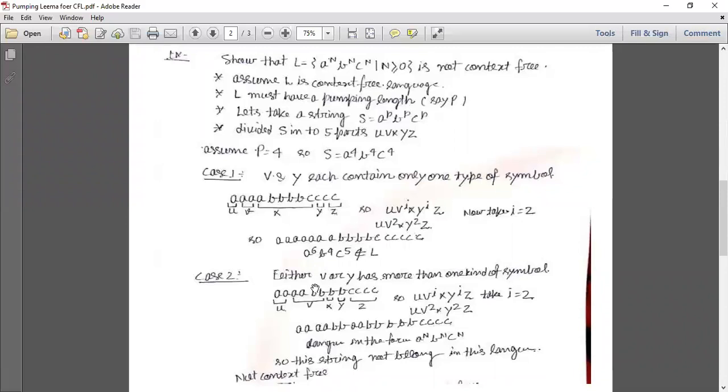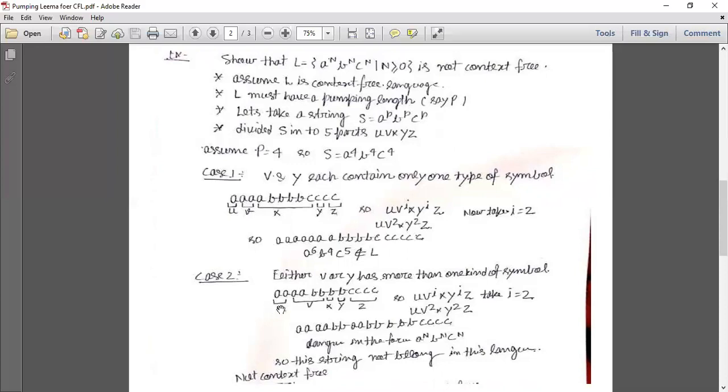This case is either V or Y has more than one kind of symbol. What is the meaning of that, more than one kind of symbol? It means V contains A, B, or A, B, C, both, right? But Y may contain single or more than one, right? So on the basis of this assumption, we take the value of V as double A double B and the value of Y is single B. So in V, we contain more than one kind of symbol, and in Y, we contain a single symbol, right?